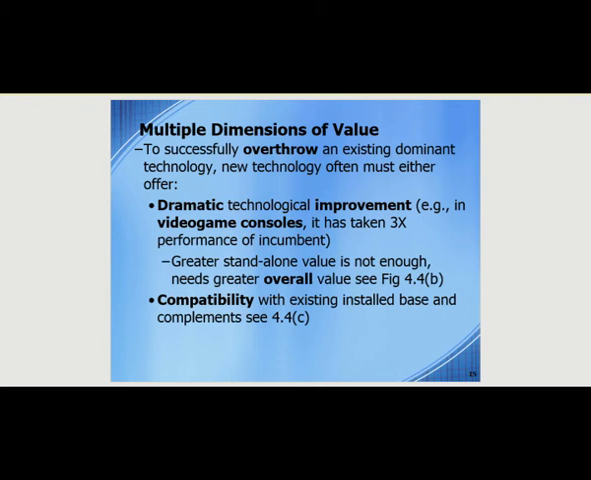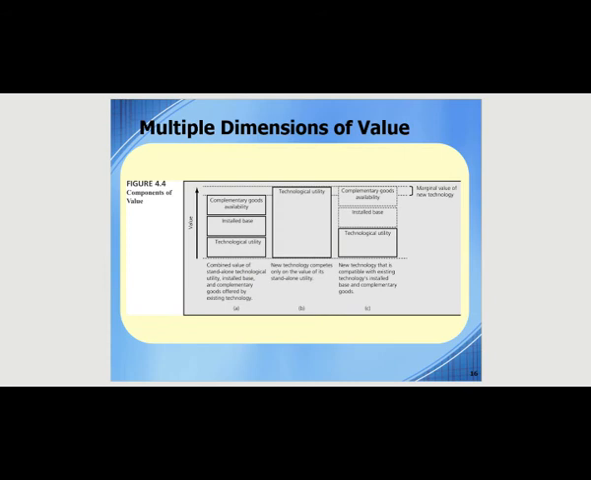Figure 4.4 shows the components of value. Figure A represents the combined value of standalone technology, installed base, and complementary goods offered by an existing technology. Figure B shows a new technology that competes only on the value of its standalone utility. Figure C shows a new technology that is compatible with the existing technology's installed base and complementary goods. And if you look at the top, there is only a small value, a marginal value, of the new technology.